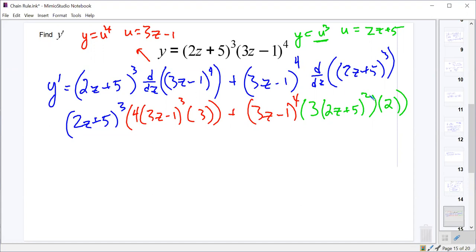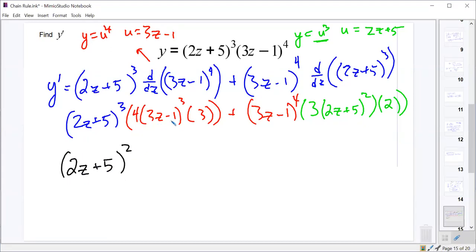All right. So how are we going to simplify this down? Factor out common things, I guess. We got 2z plus 5 to the third here and a 2z plus 5 to the second. What's in common with those? 2z plus 5 squared.